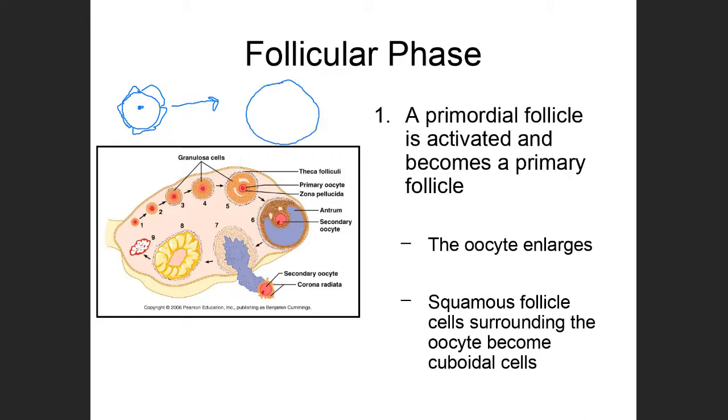I'm going to draw this again for you because I know this diagram's kind of small. It might be hard to see. And the other thing that happens is those flattened squamous-shaped cells that were surrounding the oocyte change, and they become cuboidal cells. And when we've got that enlarged oocyte and we've got the cuboidal cells that are surrounding it, I won't draw them in all the way around. Now we're dealing with a primary follicle.